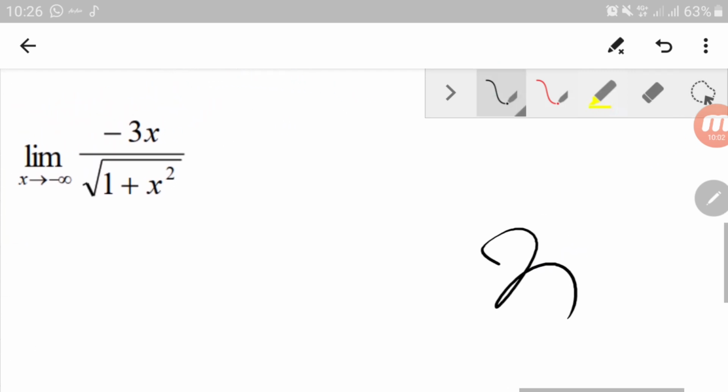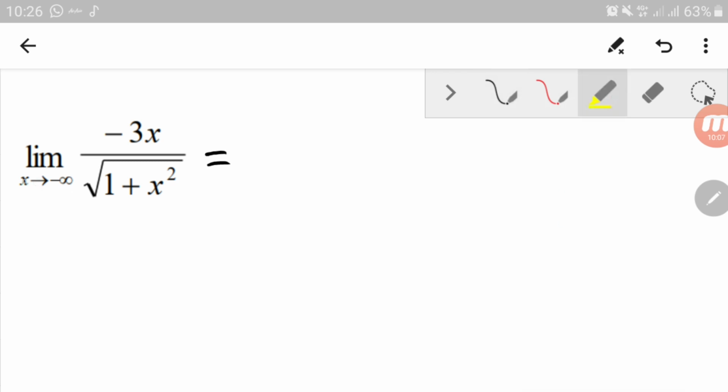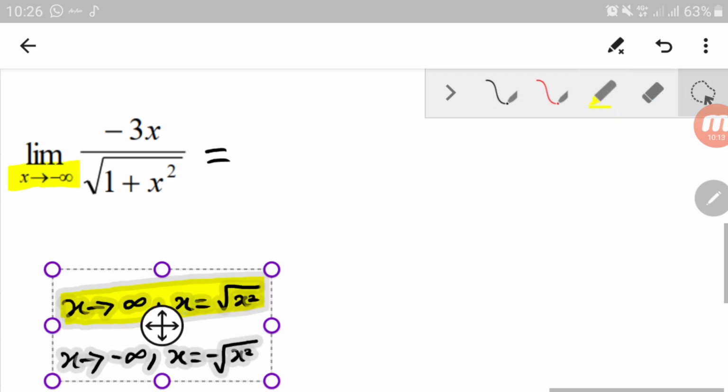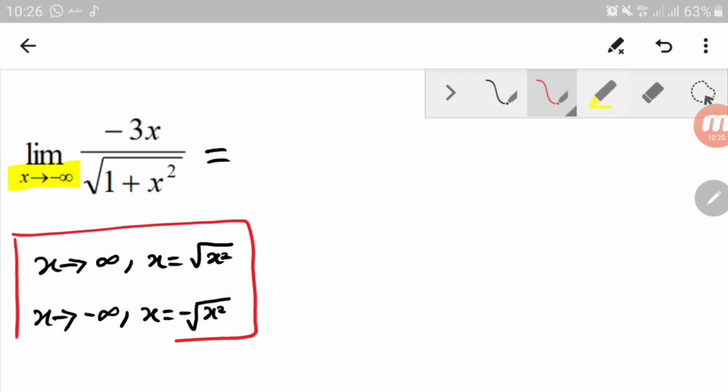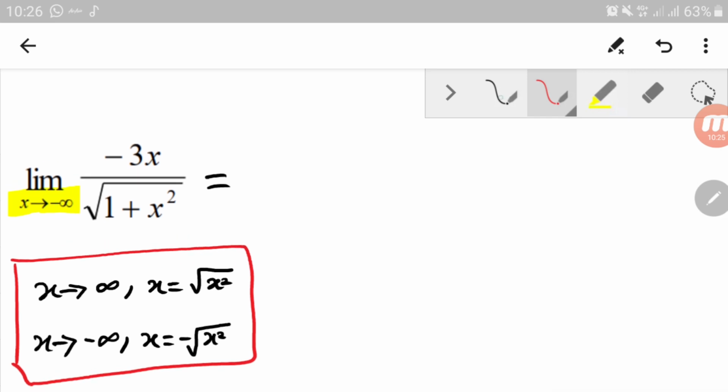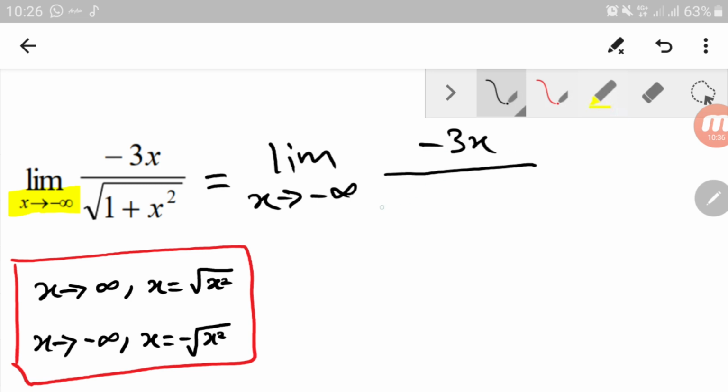What's different here is that x tends to minus infinity. So I'm going to paste these notes, maybe put a box, to help us determine the value of x so that we can divide the square root better. So we continue: limit as x approaches minus infinity of minus 3x over the square root of 1 plus x squared.